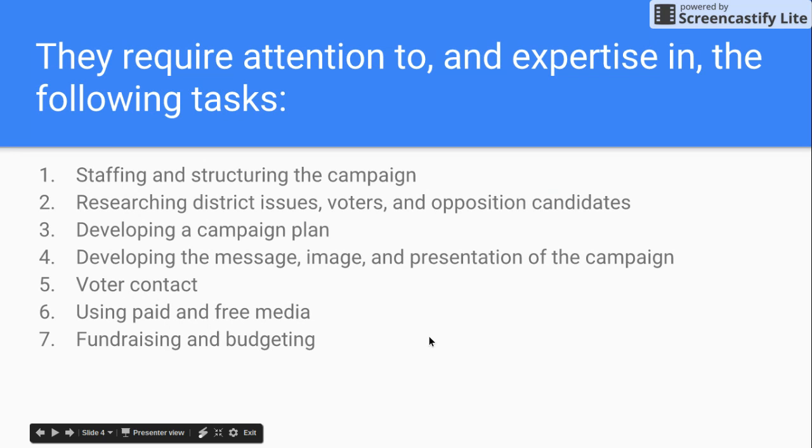All right. So campaigns require attention to and expertise in the following tasks: staffing and structuring the campaign, researching district issues, voters, and opposition candidates, developing a campaign plan, developing the message, image, and presentation of the campaign, voter contact, using paid and free media, fundraising, and budgeting. So things that are free media, some examples would be like Facebook, for instance. Paid media would be if you pay to be able to air a commercial, and it actually costs quite a bit for that commercial time.